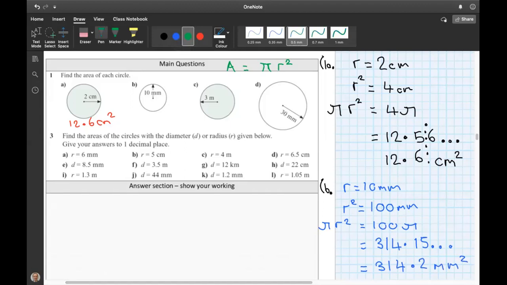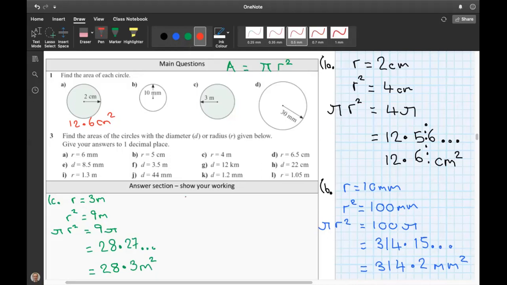Going to do C now over here. Our radius this time was 3 metres. So our radius squared will be 9 metres. Multiply that by pi is going to be 9 pi. Press the SD button on your calculator for 9 pi and you get 28.27. Round that to 1 decimal place and include your units. It was measured in metres, so your area will be metres squared.